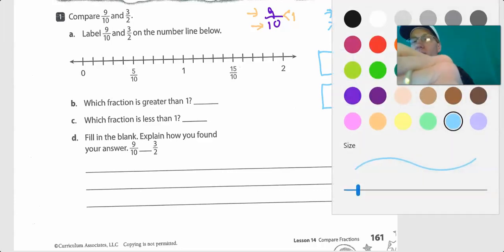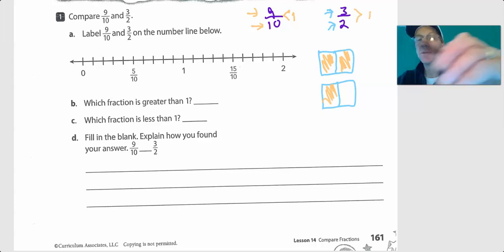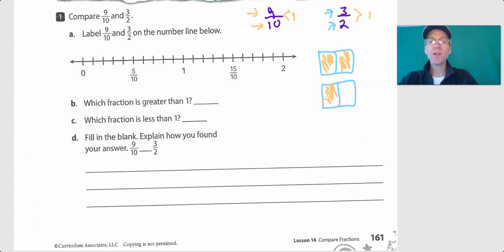You've got 3 of these parts. And it takes 2 of them to make a whole. So you have 3 halves. You have 1 and 1/2. That's what that's equal to. So that is greater than 1. Okay? So now you got it.